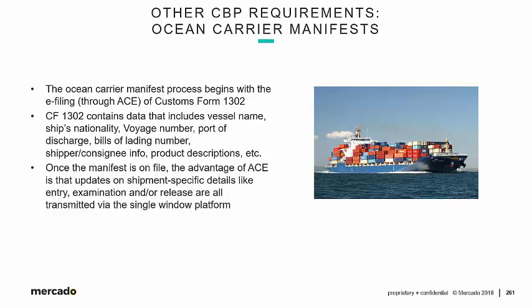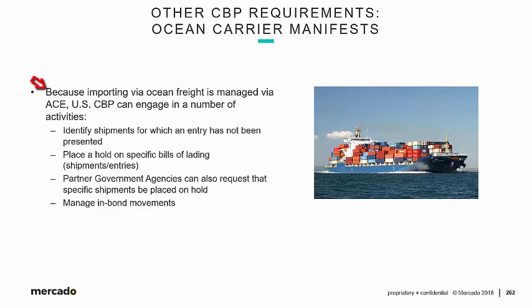Individual entries and individual importers that appear on a carrier manifest have to match up. They have to be there, number 1, on the carrier manifest, but they have to match up as well. If they don't, there's going to be a hold put on cargo. Because importing via ocean freight is managed via ACE, US CBP can engage in a number of activities. Here's that tie-in out in the physical and digital world.